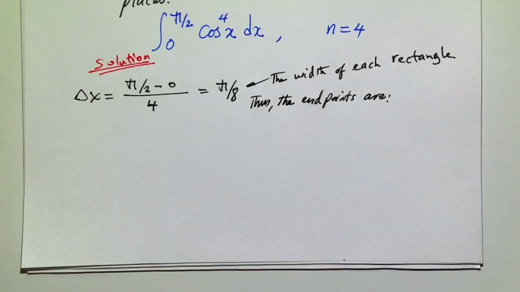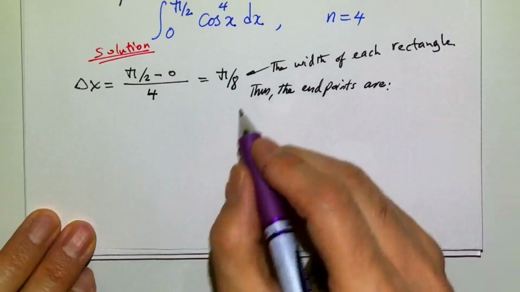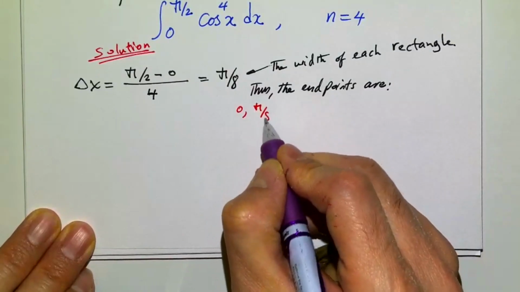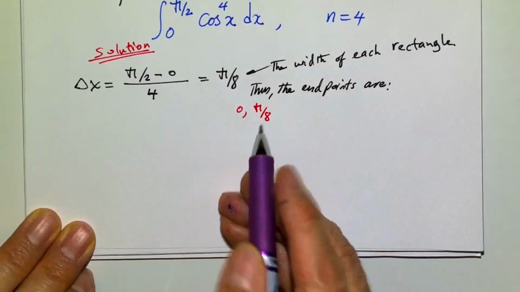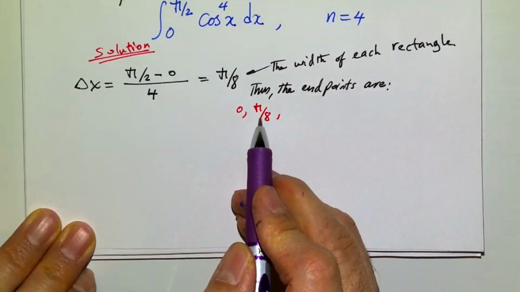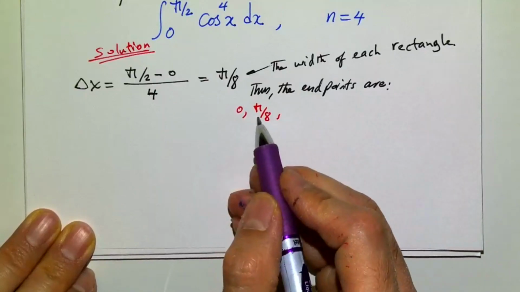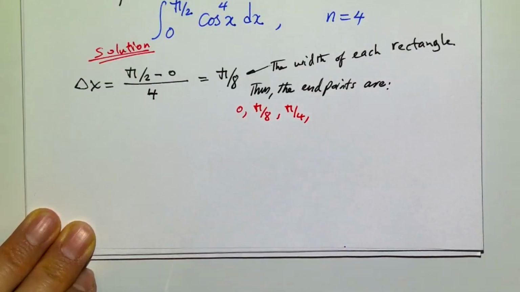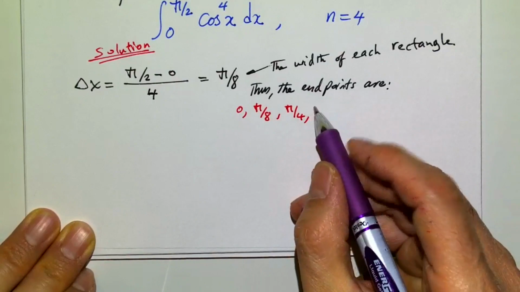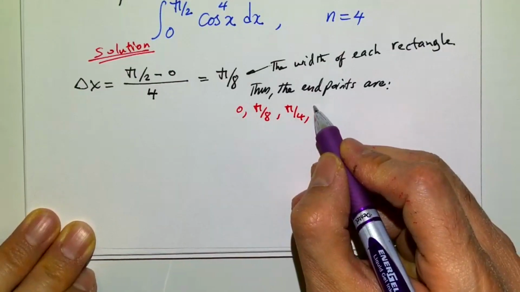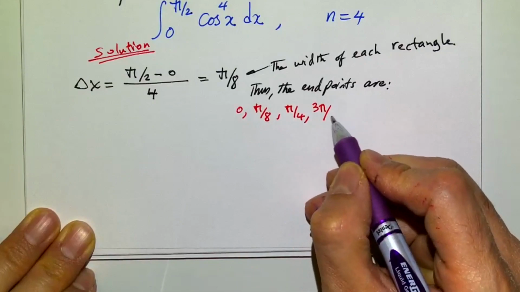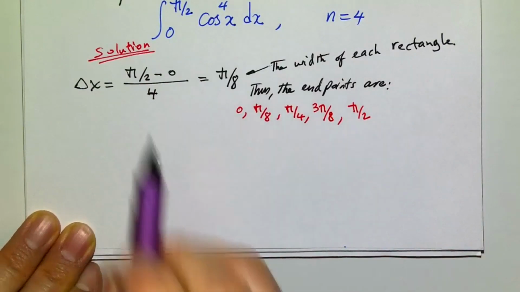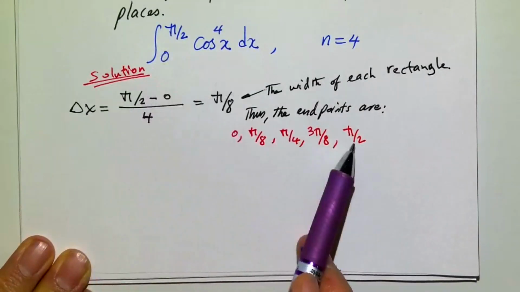The endpoints are as follows. I'll just use red ink. They are at 0, of course, then pi over 8, right? Add pi over 8 to 0, you get that. What's the next endpoint? Add pi over 8 to that. You get pi over 8 plus pi over 8, and simplified, you get pi over 4. Then add another pi over 8 to this, you get the other endpoint, and so on. Then you have to take the common denominator. So then you get 3 pi over 8, please double check these, and the last one is pi over 2, right? Which is what you expect to have. Pi over 2 is the upper limit.